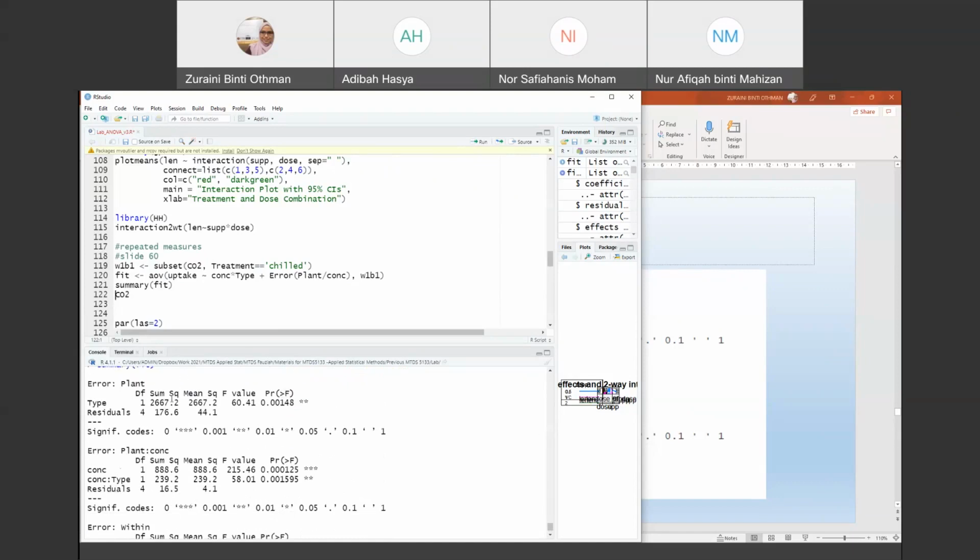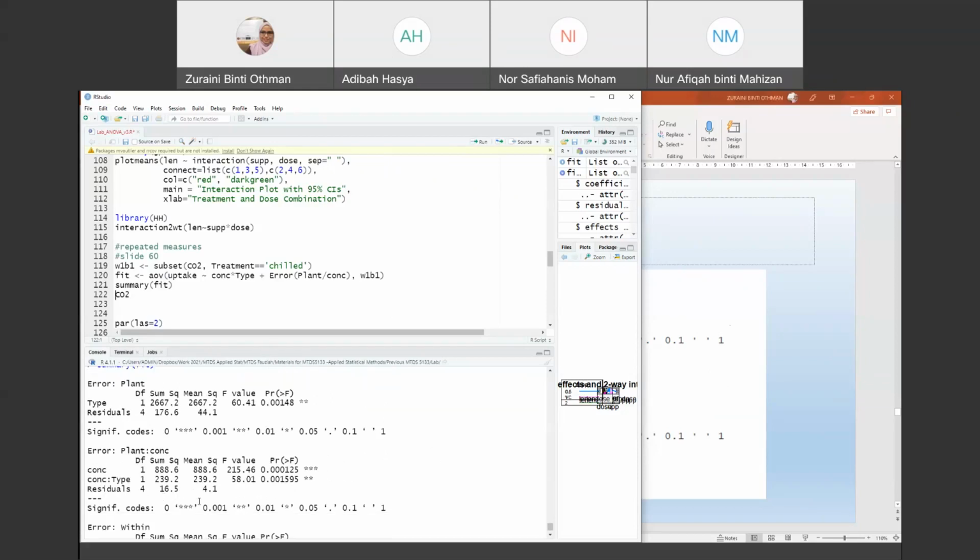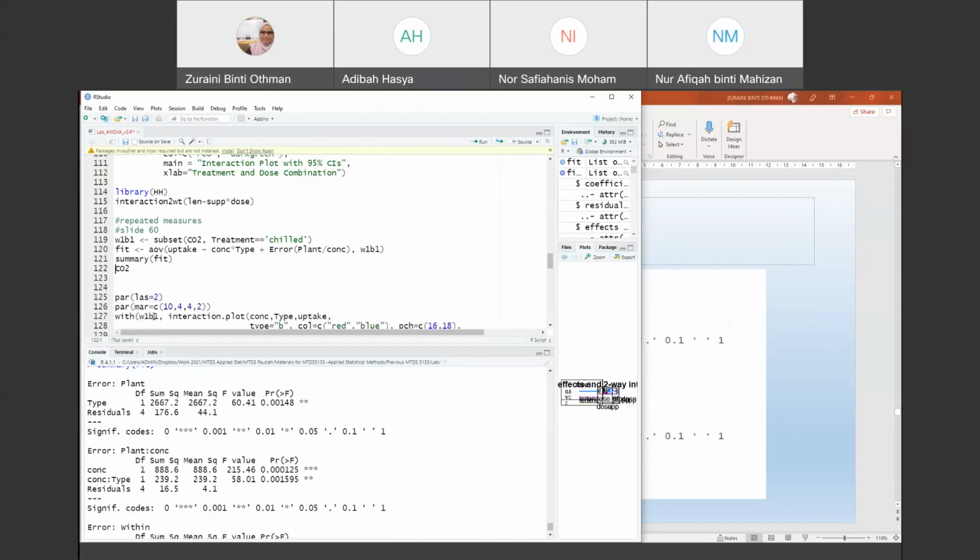This summary result means the ANOVA table indicates that the type and concentration main effects and the type by concentration interaction are all significant. The values give the result for the type and the concentration, all significant at the 0.01 level. Okay, the interaction is plotted. Okay, when we want to plot the interaction plot ni.